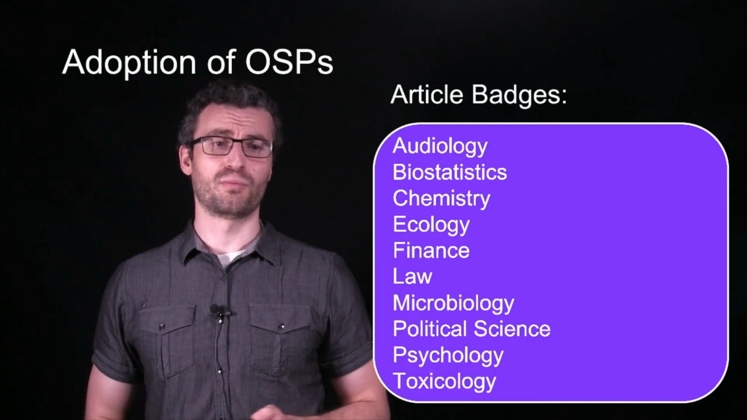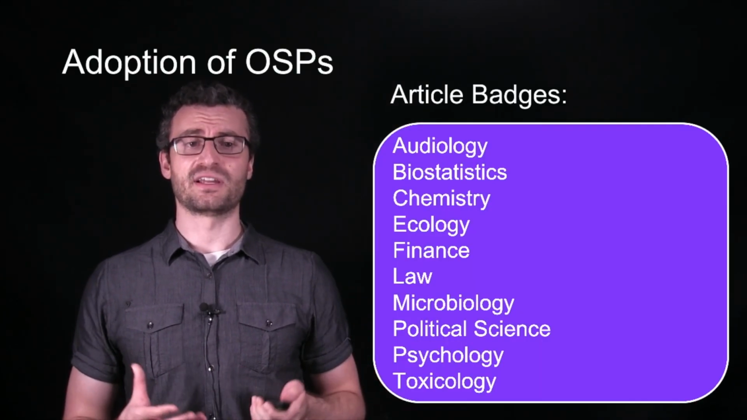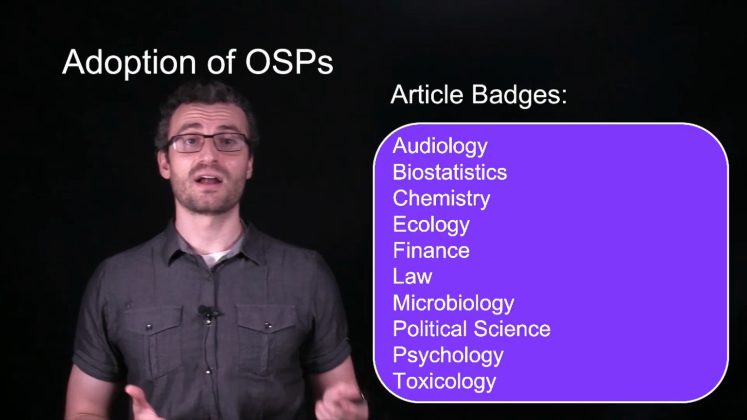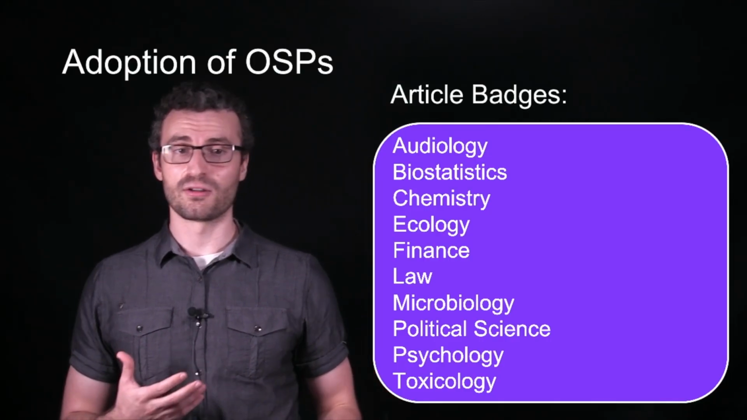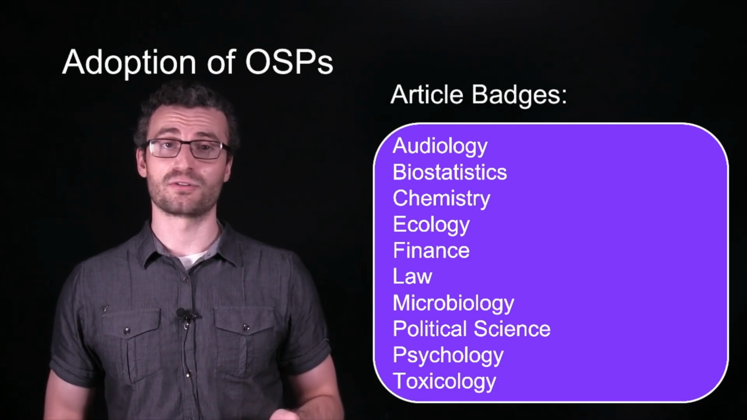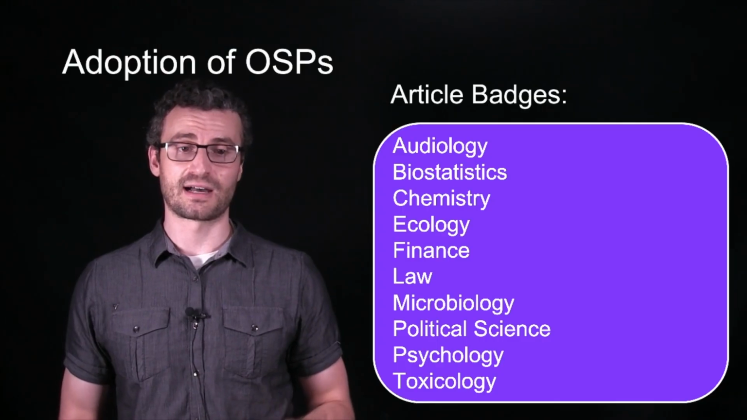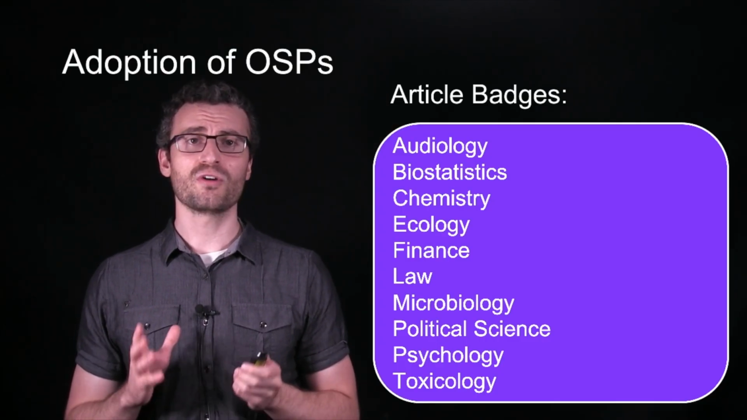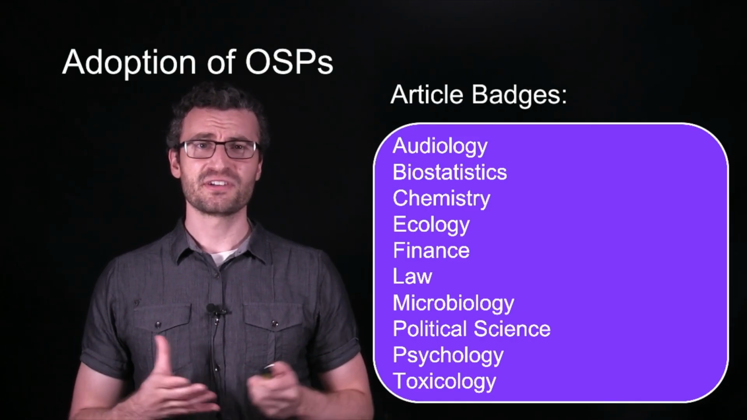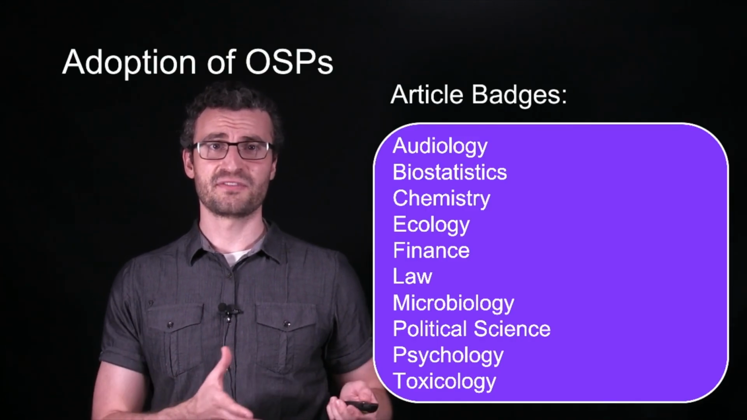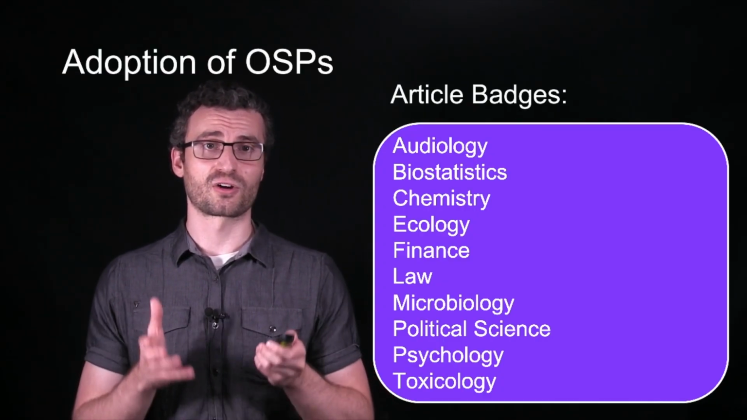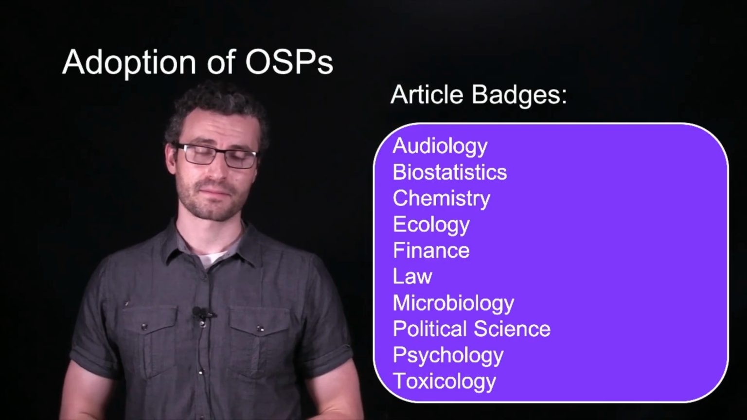And looking at the Center for Open Science website, you can see that the journals that have begun implementing these badges span a lot of different disciplines. There's some in audiology, biostatistics, finance, microbiology, political science, psychology, toxicology. And in total, over 160 journals have begun implementing these badges. And there are some journals that don't implement these badges specifically, but have actually moved on to requiring these open science practices for any article that wants to be published there as well.